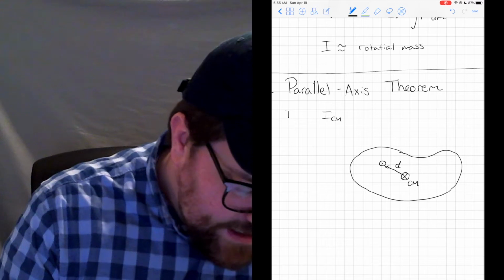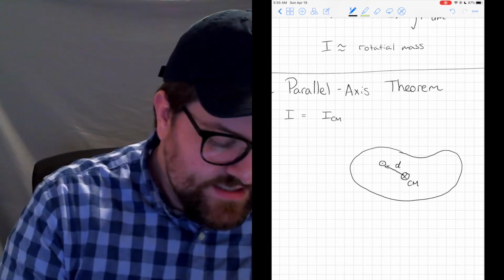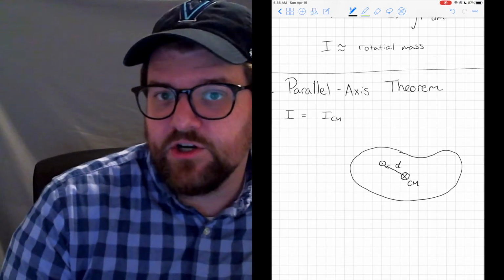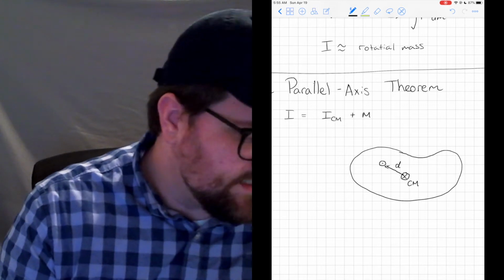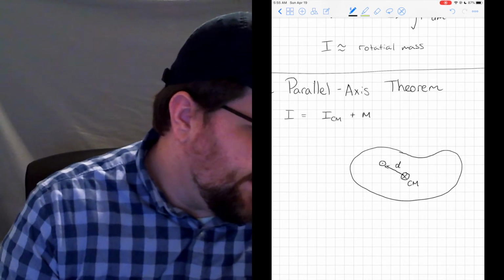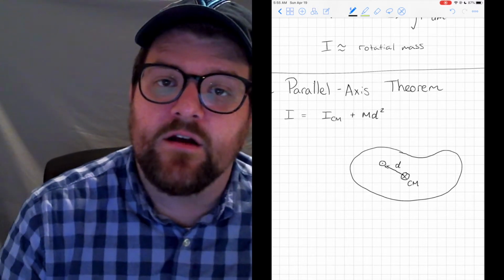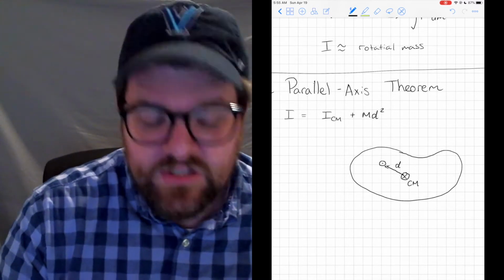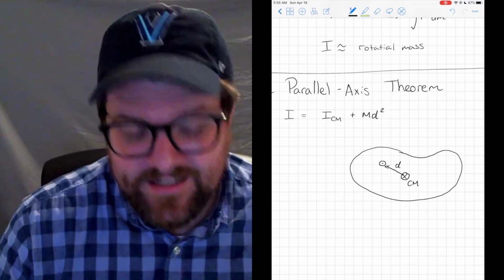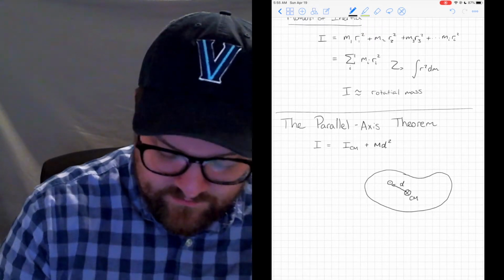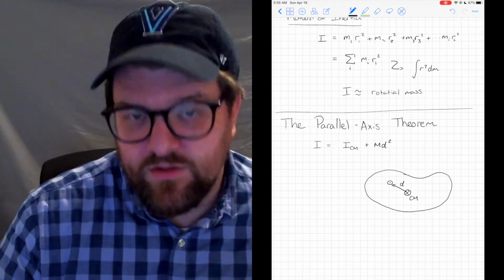So to find the moment of inertia around that pivot point, I'm going to say it's equal to the moment of inertia around the center of mass plus the total mass of the object times d squared. That's it. So you can literally find the moment of inertia about any point on this object if you know the moment of inertia through its center of mass.